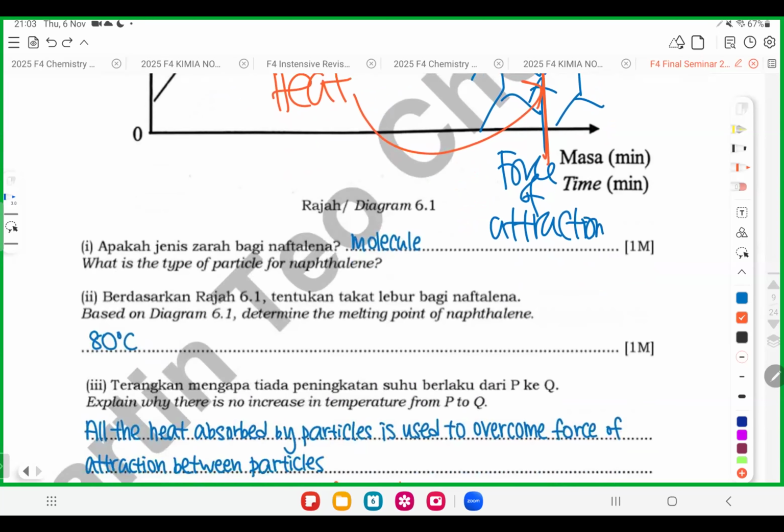But this question, they give me 2 marks. How do we squeeze another answer out of it? How are we going to squeeze another extra answer out of it? How? All right, so you must think.